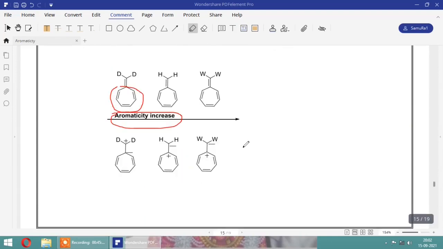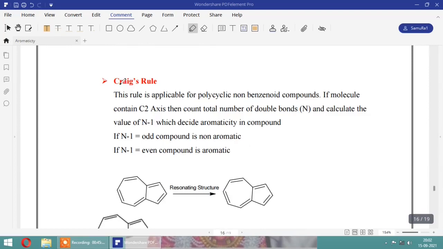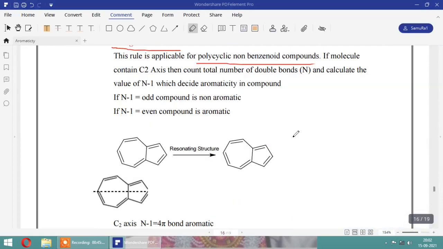Now we come across Craig's rule. This rule is applicable for polycyclic non-benzenoid compounds if the molecule contains a C2 axis. Here it is a main condition, the molecule should contain a C2 axis. If it does not contain a C2 axis, it does not obey Craig's rule. The total number of double bonds is n, and calculate the value of n minus 1 which decides the aromaticity of the compound.